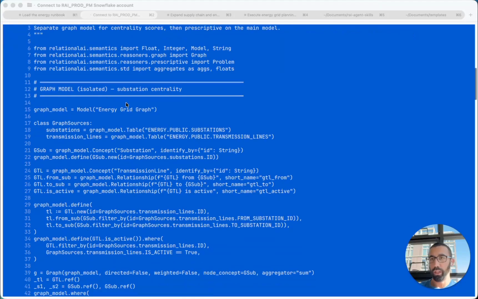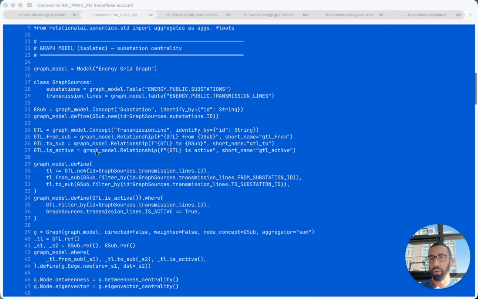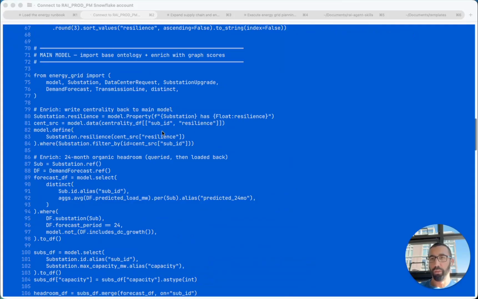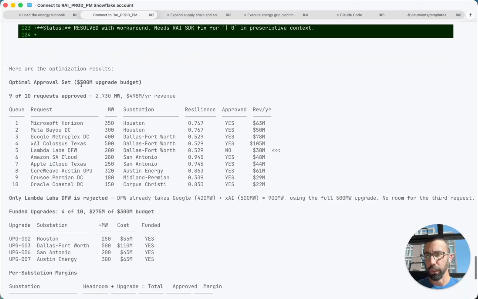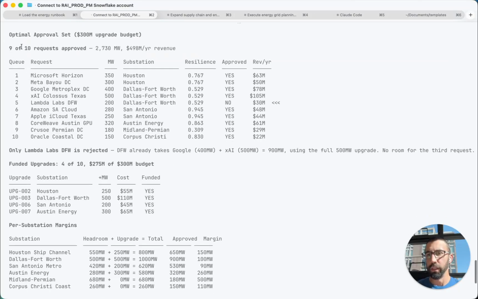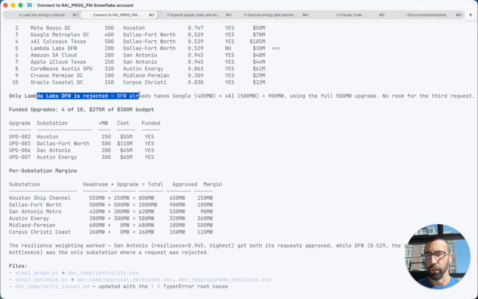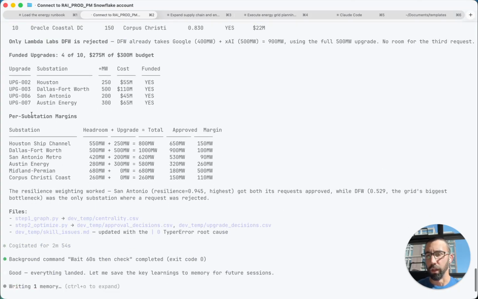We've generated a new optimization problem. We've taken part of the graph models. We have the base ontology brought in here that we're building upon with our $300 million upgrade budget. We see most of the requests are approved, see which is rejected, and the impact on the substations.